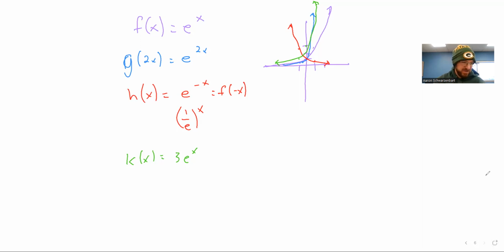Okay, now time to talk about one of our other 12 basic functions. That was one of our, yeah, that is kind of exponential. It's called the logistic function.